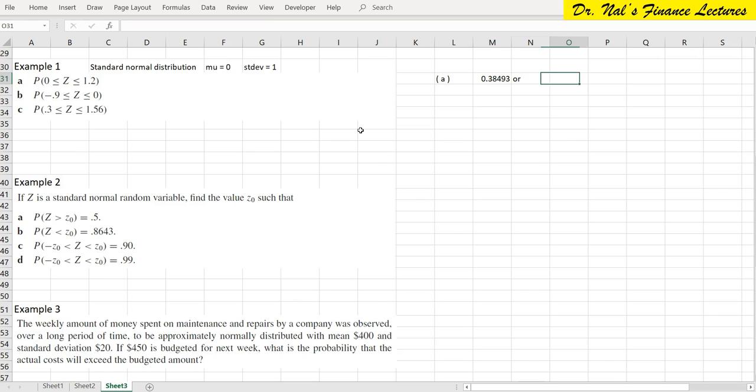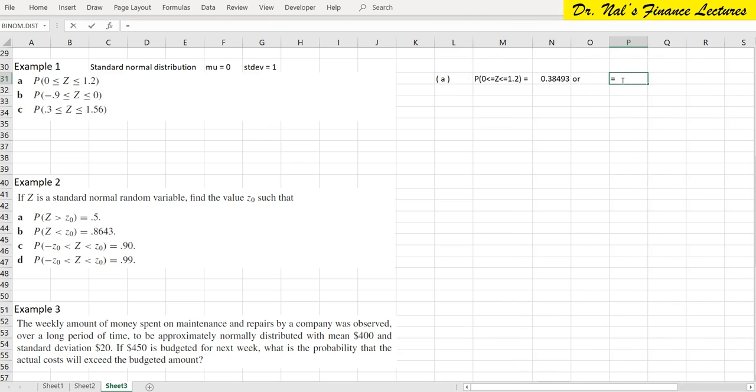So that would be one way, by just using the norm.s.dist function. Alternatively, we could have used the following. So by the way, what did I do here? Let me just explain what I did here. What I did is to calculate the probability that 0 is less than or equal to my random variable, which we decided to call Z, less than or equal to 1.2. Doesn't matter, you can call it X or Z. That's what I did here. I hope that makes sense.